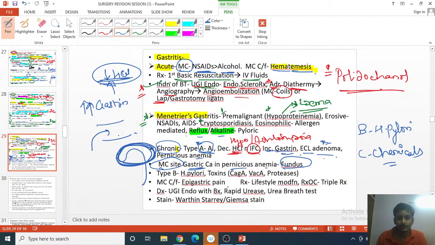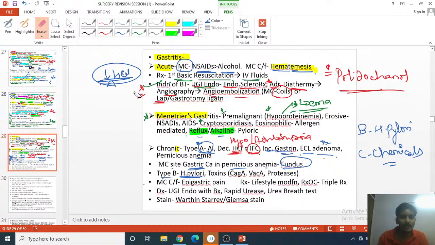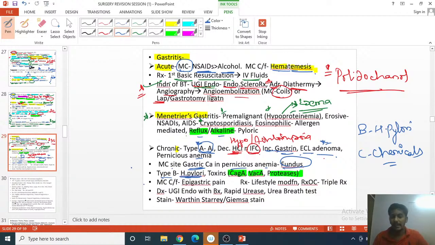Then type B, I already explained to you, it is due to bacteria, that is your H. pylori, Helicobacter pylori. Helicobacter pylori कौन सी enzyme होती है Helicobacter pylori में? Anybody? There are these toxins for sure. These are the toxins which are seen in Helicobacter pylori, that is CAG-A, VAC-A and proteases, which are responsible for the pathology. But the main enzyme on the basis of which we diagnose Helicobacter pylori infection is, anybody?